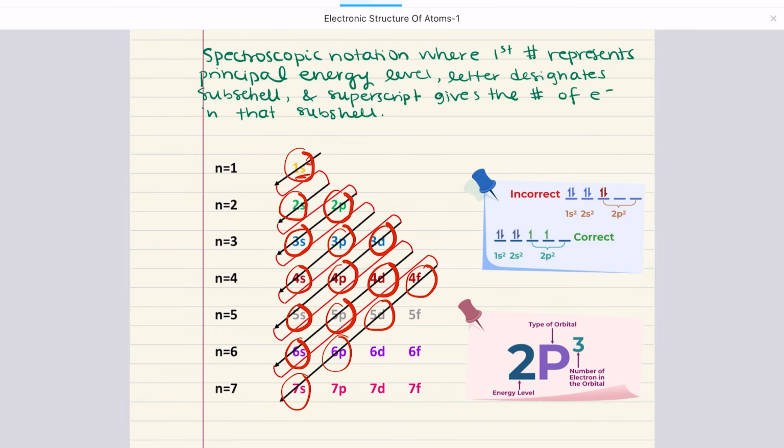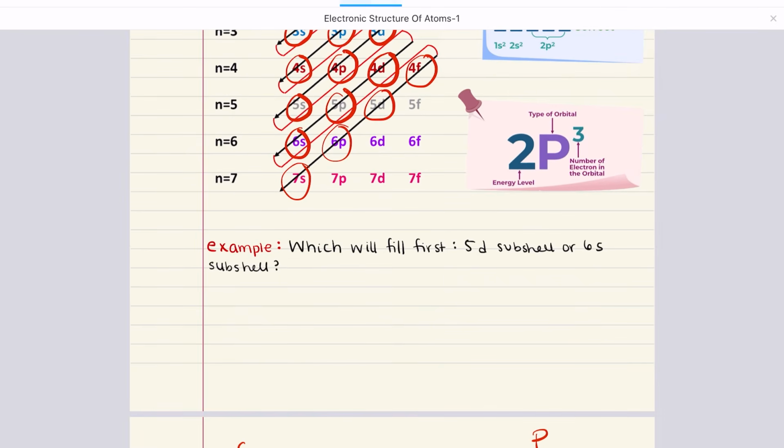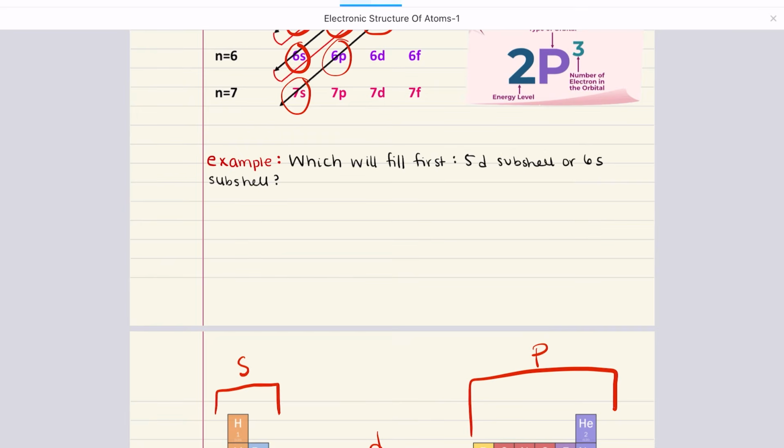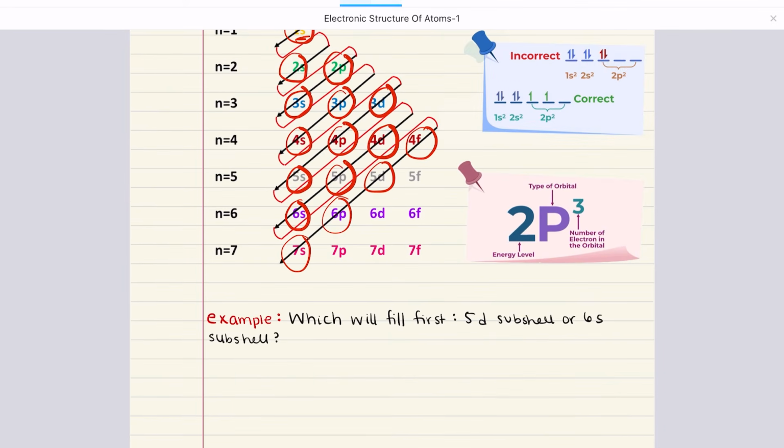Now with that, let's do a couple of example problems to make sense of that workflow. The first problem says, which will fill first, the 5d subshell or the 6s subshell? We can easily look at our ordering here, or we can also work through it mentally. We can look at our 5d, that's right here, and then our 6s is right here. 6s comes before we make it to 5d. So the 6s subshell has lower energy and it will fill first.